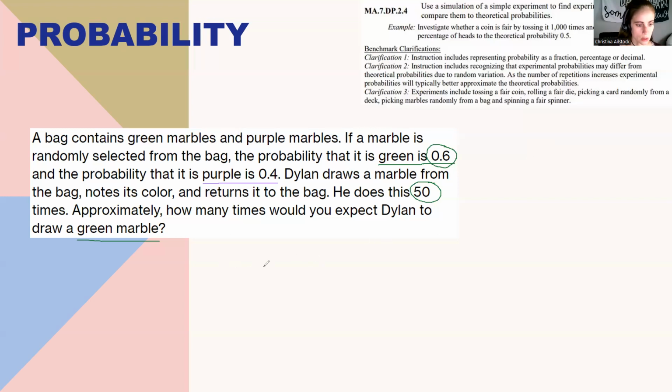But we know that we have a 0.6 chance of drawing a green marble, and he is performing this experiment 50 times. So we simply need to multiply these together to see what a 6/10 out of 50 chance would be. And that is 30. So that means out of the 50 times Dylan draws a marble, we can predict that 30 of those times would result in him selecting a green marble.